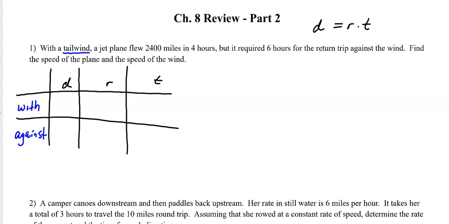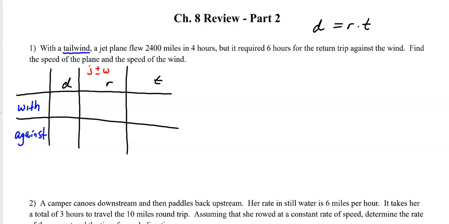And remember, our rate of speed is going to be the jet plus or minus the wind, depending on our direction. So there's actually four numbers here. There's the distance, there's the time, there's the jet speed, there's the wind speed. Four different things we're trying to figure out. And we're probably not going to know two of them. And in some cases, we don't know three of them. And we handle those two cases differently. So let's jump into the first one.